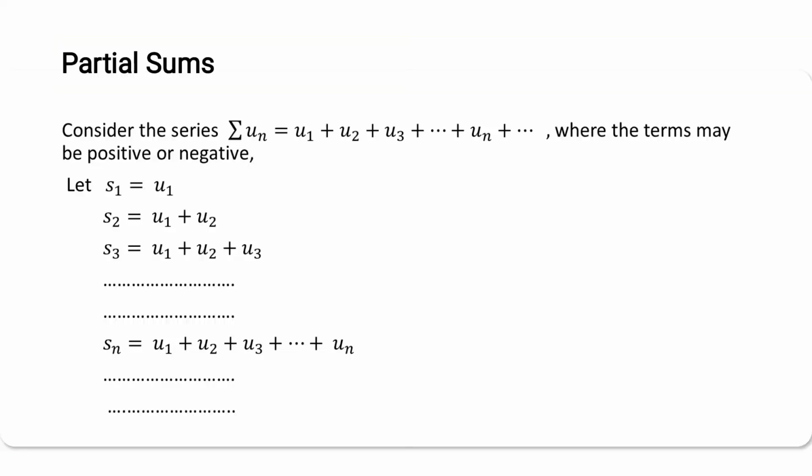Partial sums. Consider the series summation un is equal to u1 plus u2 plus u3 plus etc. plus un plus etc., where the terms may be positive or negative. Let s1 is equal to u1, s2 is equal to u1 plus u2, the sum of the first two terms. s3 is equal to u1 plus u2 plus u3, which means the sum of the first three terms, etc. sn is equal to u1 plus u2 plus u3 plus etc. plus un.